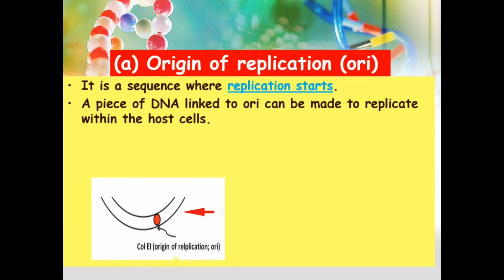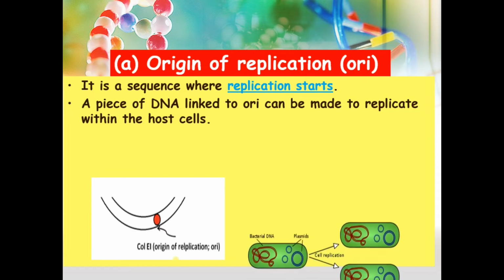That's why if a naked DNA just enters into the cell, it won't be able to multiply because it doesn't carry the origin of replication. This origin of replication in pBR322 is derived from an E. coli plasmid, which is naturally present.